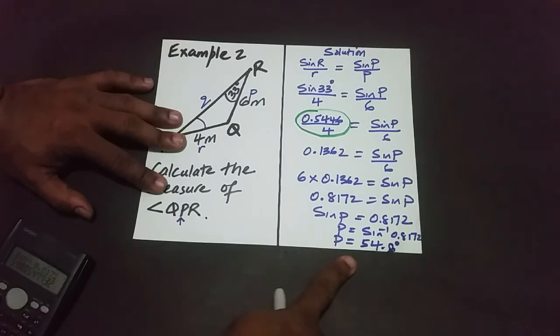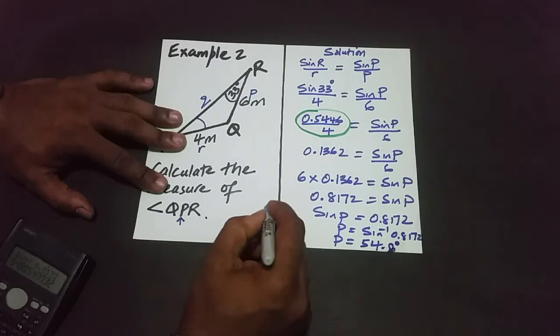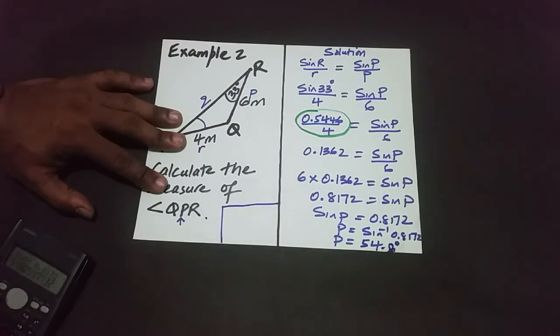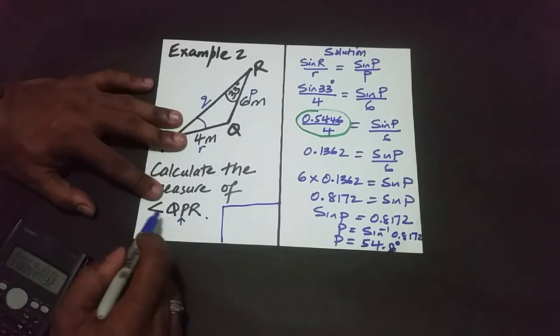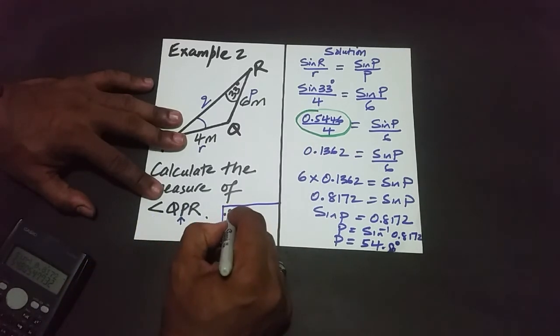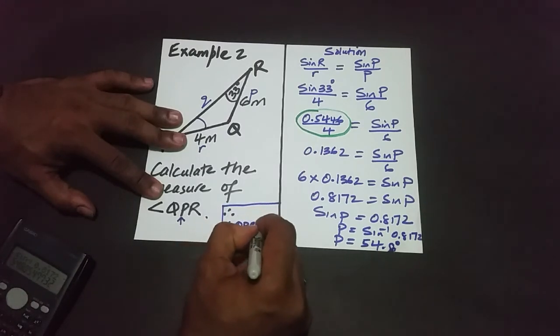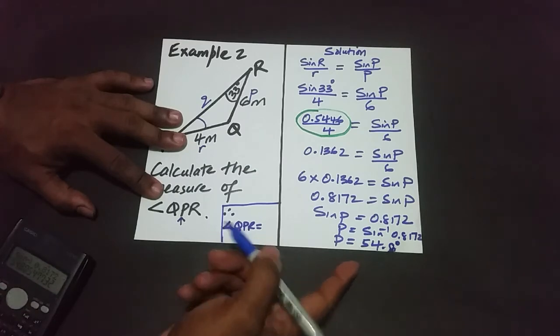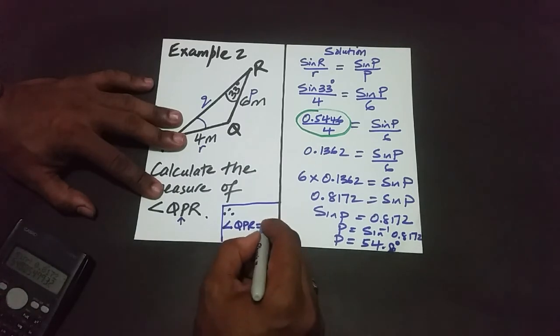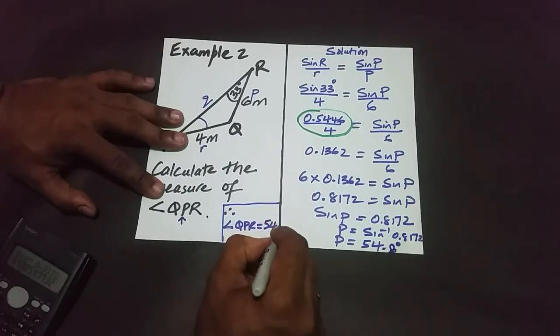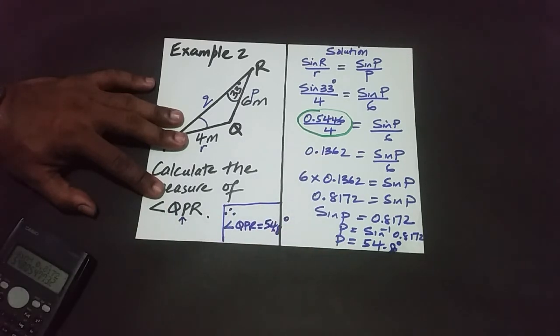I'm running out of space, so I'm just going to make a statement here to complete the question. Now, don't stop here, because you remember you have to write specifically what they asked for. So therefore, angle QPR, it would have come underneath here, but I don't have any space, is equal to 54.8 degrees. Ensure that you make that statement at the end.